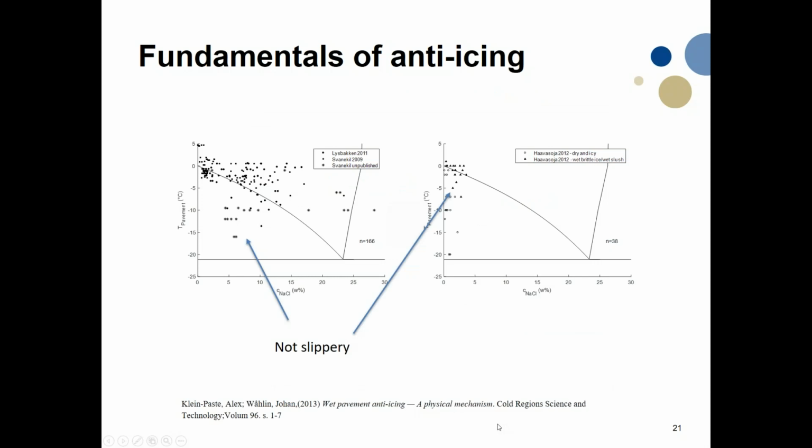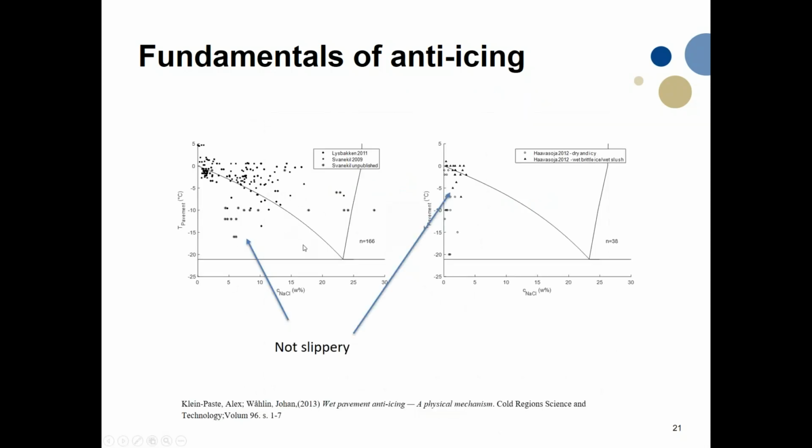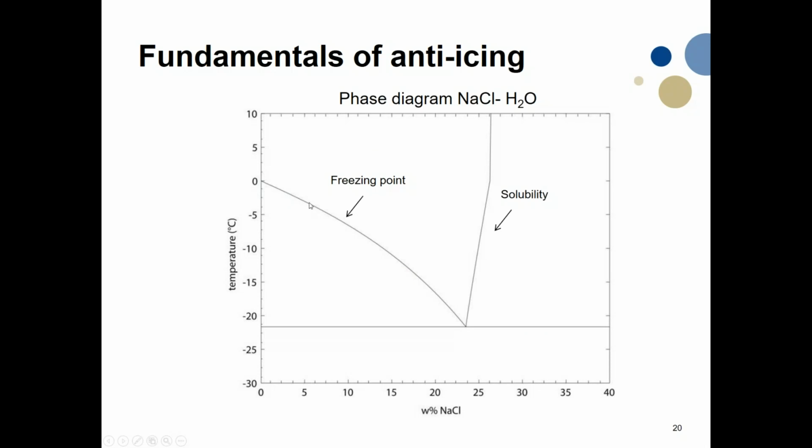So now you may think that, okay, then I just have this curve and I always have to make sure that I stay above this curve. So I want to salt so much that if I know the amount of water that's on my road, then I want to make sure that I'm always above the curve. So I'm in this area here and I'm sure that there's no ice on my pavement. That's fine, you could do that.